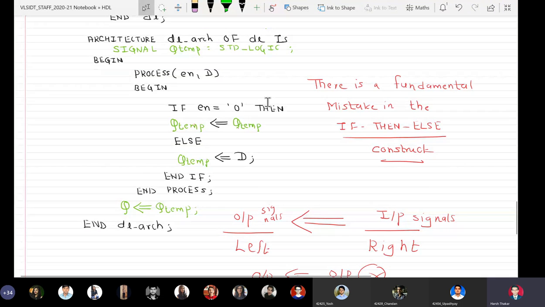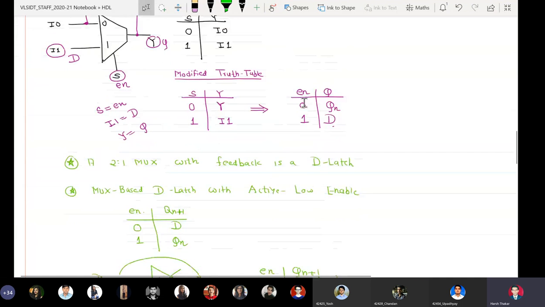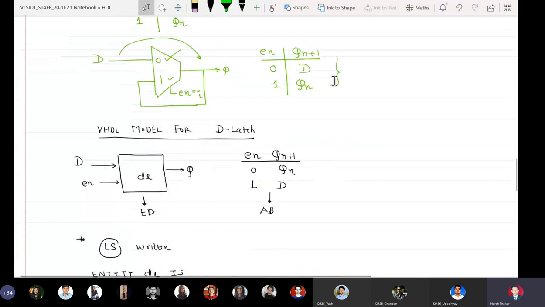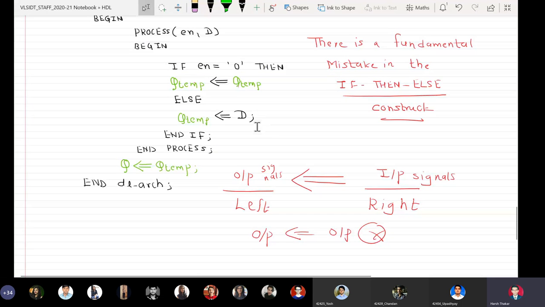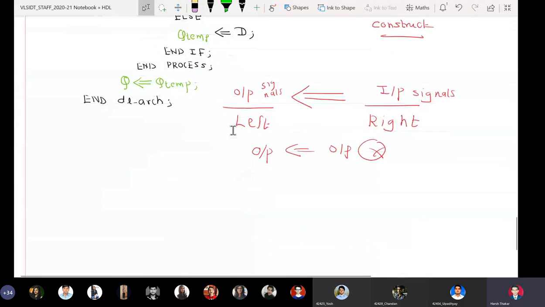So if en equal to 0, qtemp gets qtemp. This satisfies the condition that Q(n+1) equals Q(n), and then in the else I say qtemp gets D, end if, end process, and after coming outside the process I will assign the dummy signal's value to the final output Q, and then I will do end architecture.